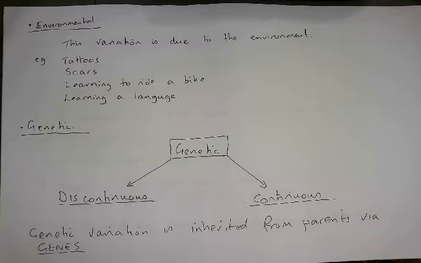Now, all genetic variation, whether it is discontinuous or continuous variation, is inherited from our parents. It's inherited through our genes. And remember, genes are an instruction to make something.